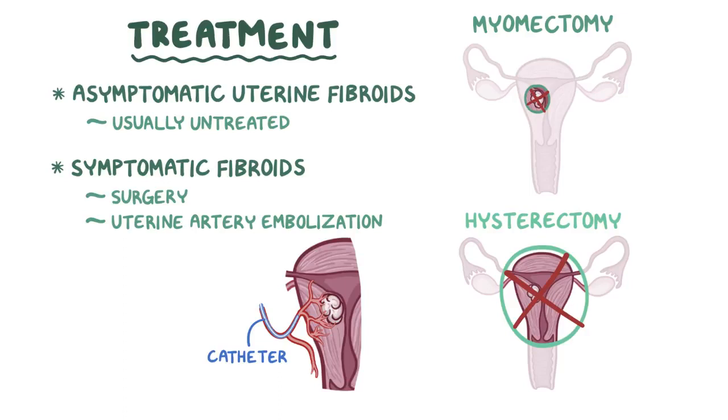Medications aren't typically used for treatment, except gonadotropin-releasing hormone analogs, which help shrink fibroids before surgery.